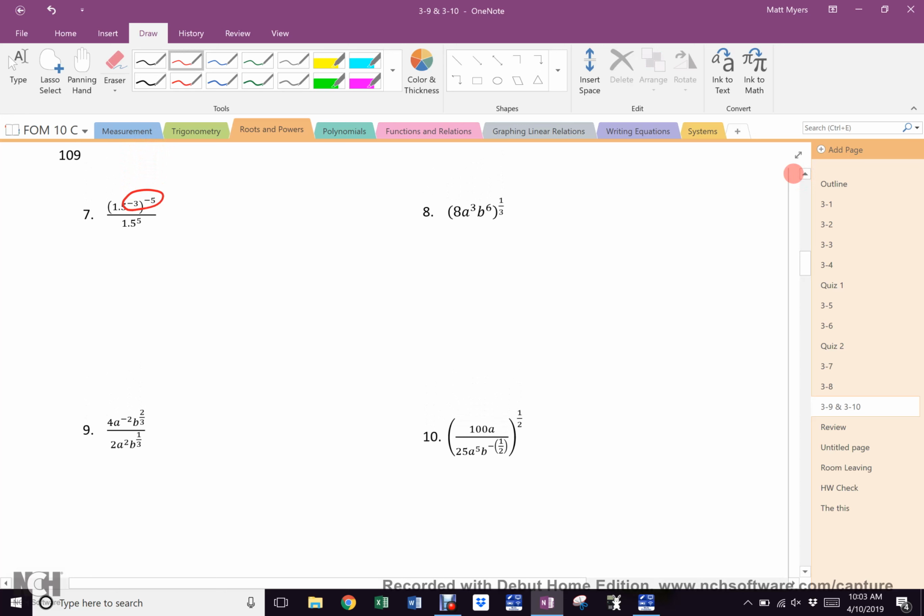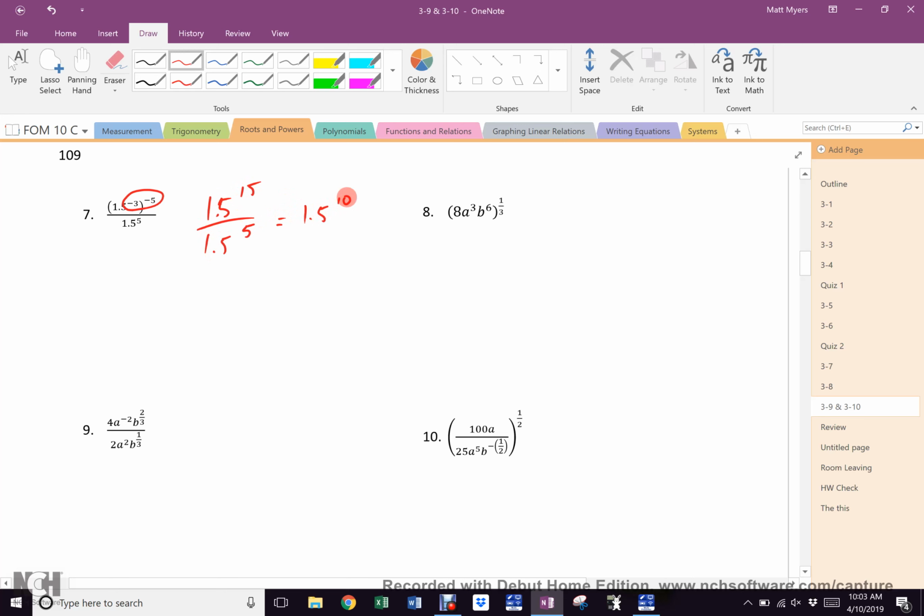Right. What's -5 times -3? Positive 15. 1.5 to the 15th over 1.5 to the 5th. Now what are you going to do? To get 1.5 to the 10th.